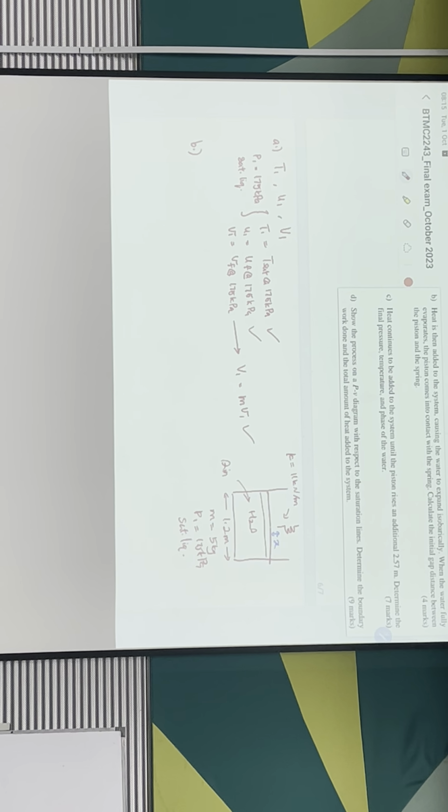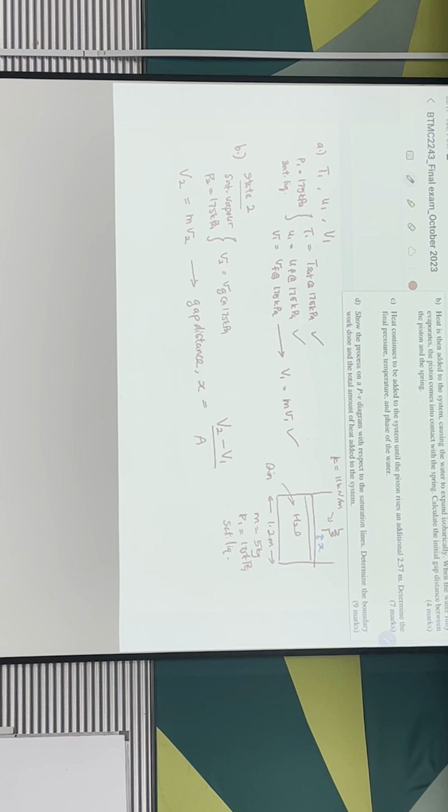So once you've found V2, then you can proceed to look for X, which is the gap distance. Right. So gap distance X is simply capital V2 minus capital V1 over the area, the cross-section area of the piston. Or to be more specific, just pi D square over 4. This is your D.